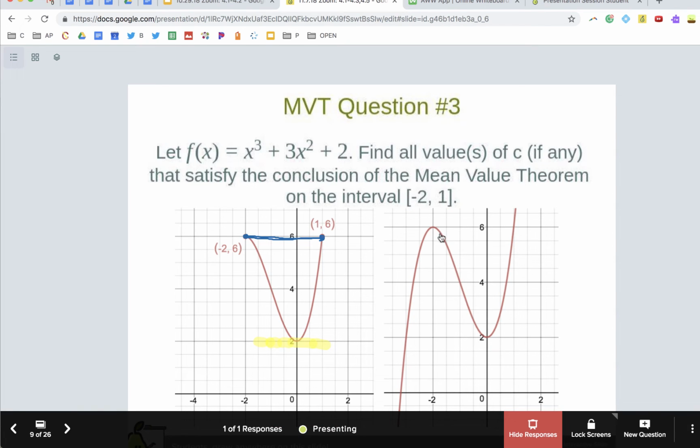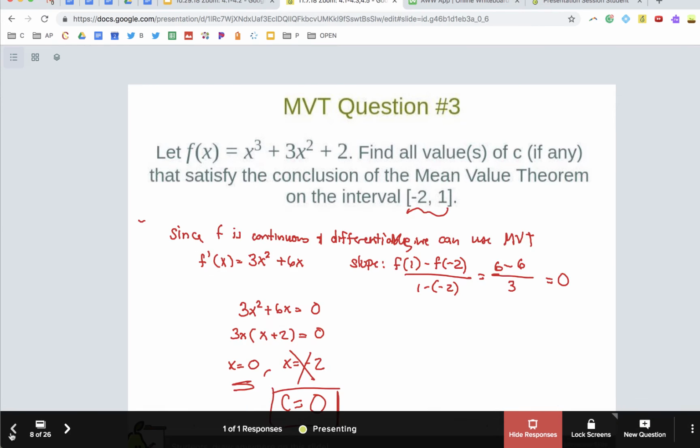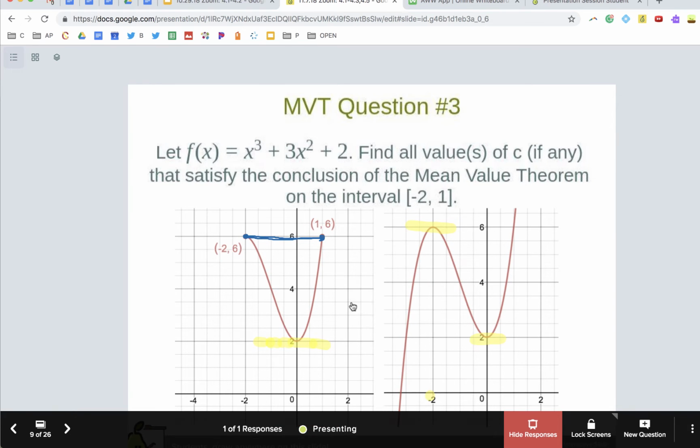If you looked at the whole graph, so if we didn't just cut off the interval, we would have seen that it zeroed out at both negative 2 and at 0. So that was why we had gotten both of these answers, right? But we had to eliminate the negative 2 because it was on the end. And that's why when we're doing the mean value theorem, it's strictly a number within the interval. It can't be on the end point, okay?